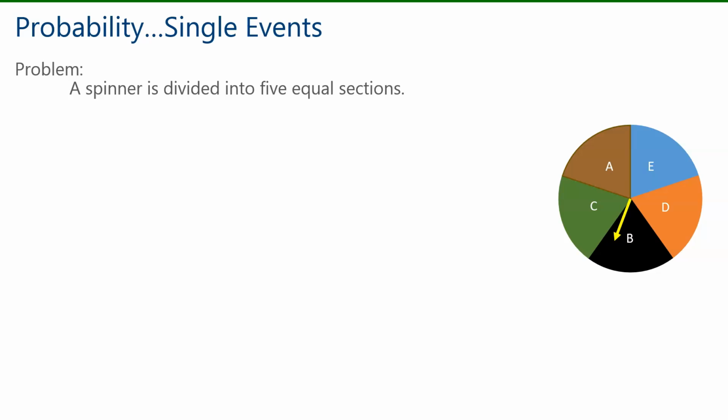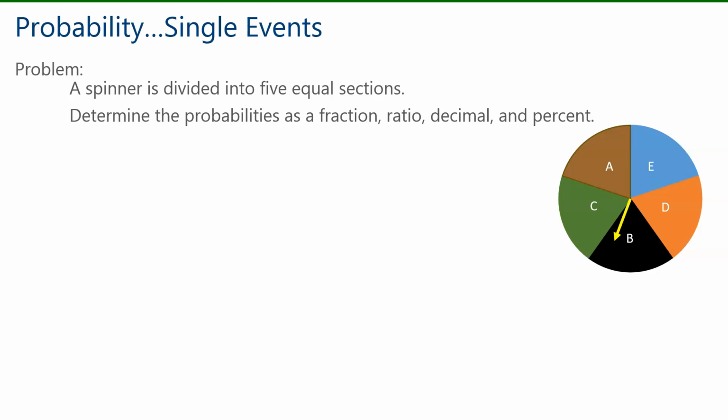A spinner is divided into 5 equal sections, or 5 equal sectors. They have been labeled as A, B, C, D, E. We could also identify them by color: brown, blue, orange, black, and green. We're going to determine the following probabilities as a fraction, a ratio, a decimal, and a percent.